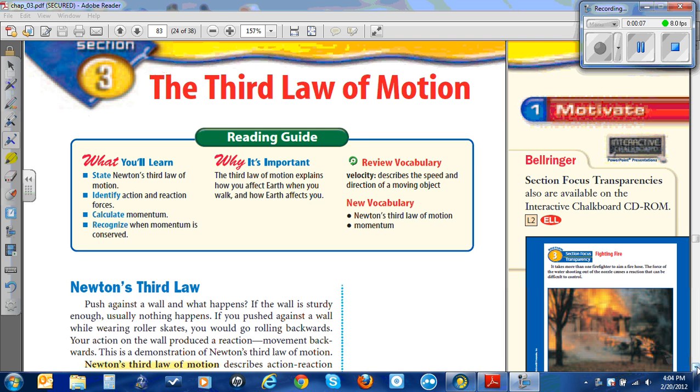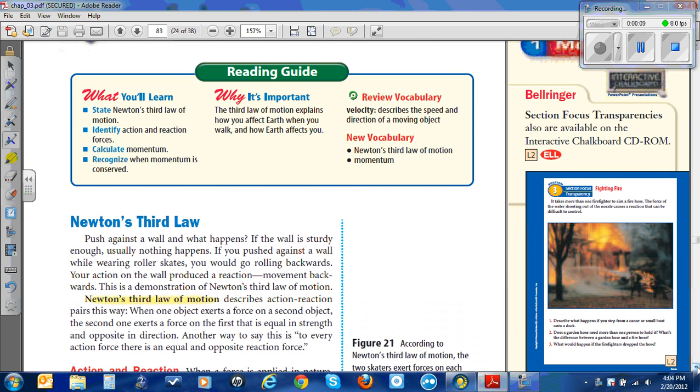Newton's third law. Push against the wall and what happens? If the wall is sturdy enough, usually nothing happens. If you pushed against the wall while wearing roller skates, you'd go rolling backwards. Your action on the wall produced a reaction, movement backwards. This is a demonstration of Newton's third law of motion.